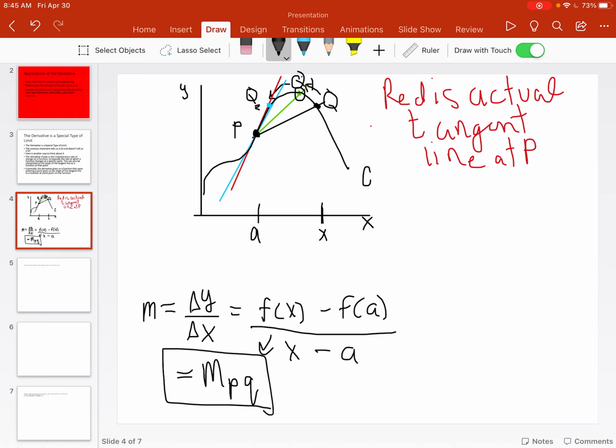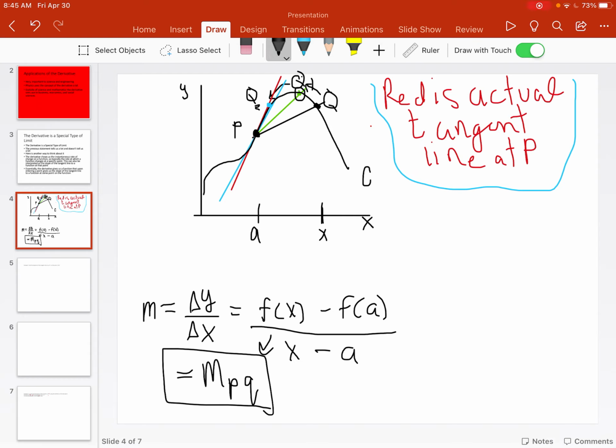Now, drawing the secant line between P and Q2, you observe that, as I've written here, the red line is the tangent line at P. You can see that the secant line from P to Q2 has almost the same slope as the tangent line at P.